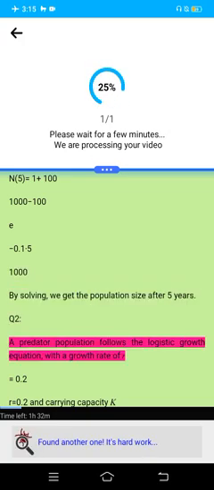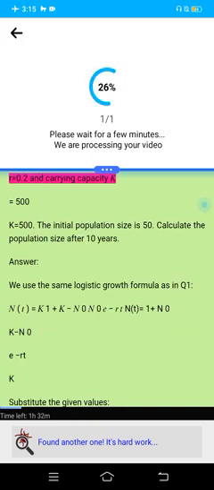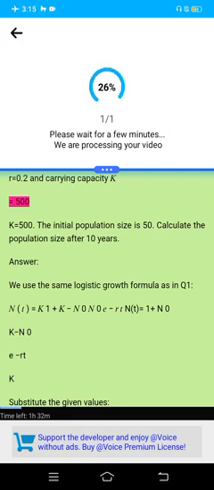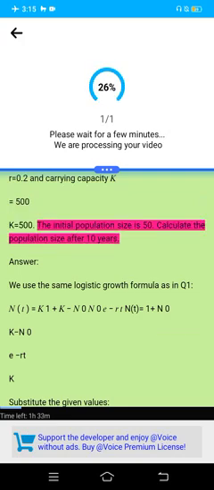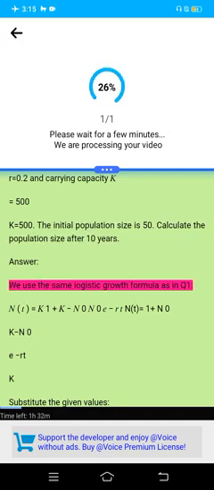Q2. A predator population follows the logistic growth equation, with a growth rate of R equals 0.2 and carrying capacity K equals 500. The initial population size is 50. Calculate the population size after 10 years. Answer. We use the same logistic growth formula as in Q1.